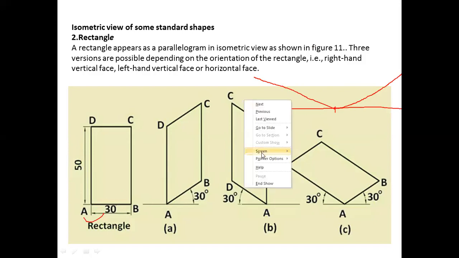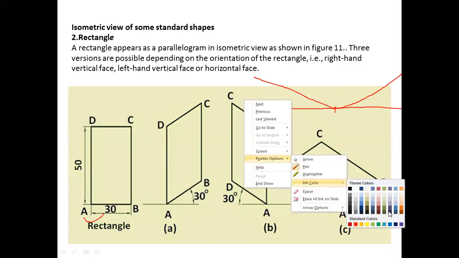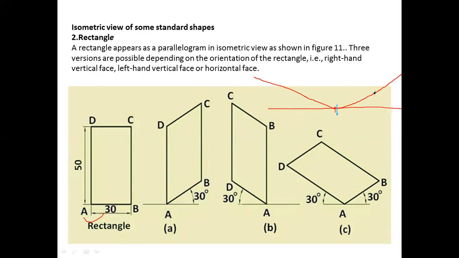Now I will again change the color. So this is 30. Okay. And the vertical height is 50. So we will draw these up to 50. These also up to 50. And we will join this. So you got this, correct? Similarly, if you are having this on the left hand face, then this is the origin, this is 30, from here it is 50, this is already 50, and you join it.